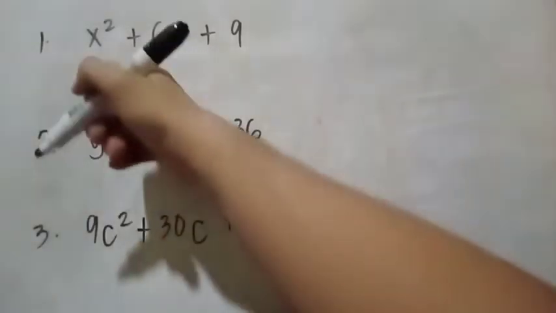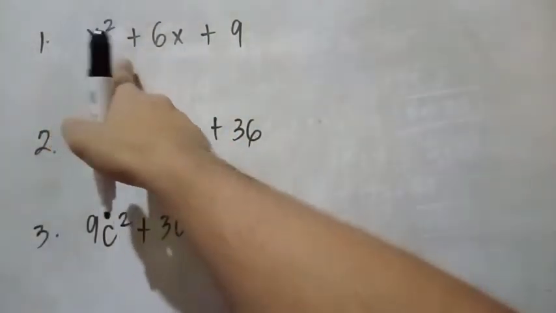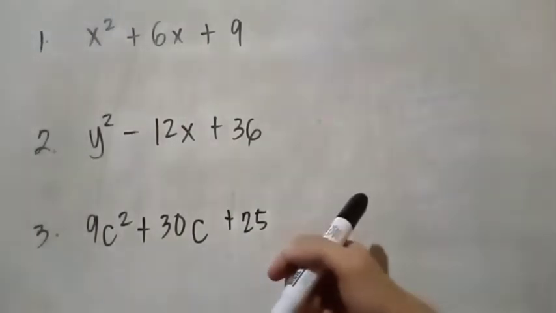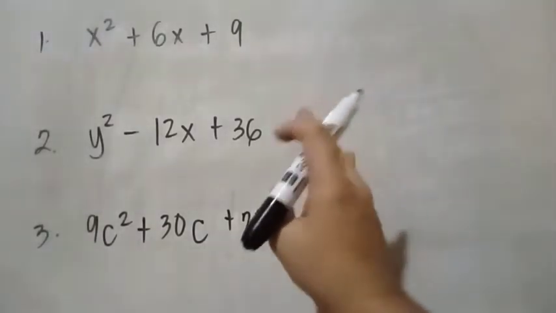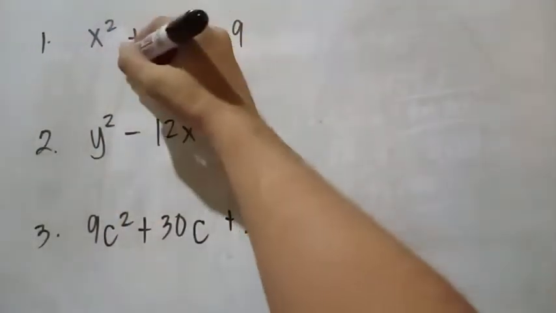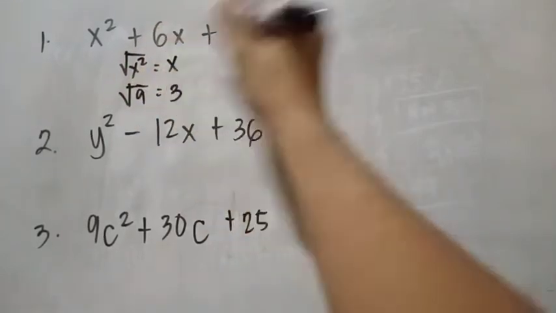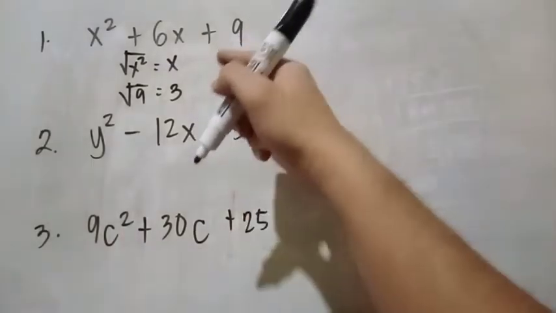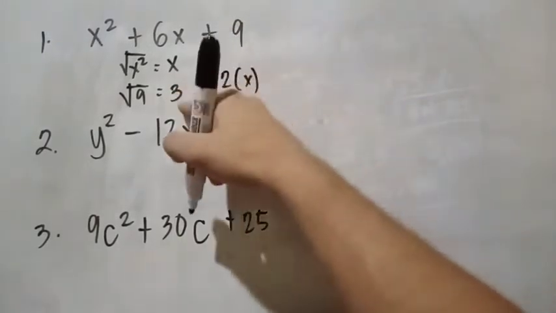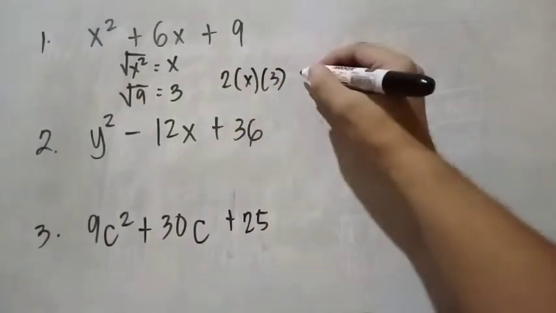Okay, number 1, we have x squared plus 6x plus 9. So, ipapactor natin nitong expression na ito into square of a binomial. Okay? So, yung unang gagawin natin is, kukunin muna natin yung square roots ng x squared at saka ng 9. So, square root of x squared is x, and square root of 9 is 3. And then, imumultiply natin itong dalawa sa 2. So, 2 times x and times 3. So, 2 times x is 2x, and then times 3 is 6x.